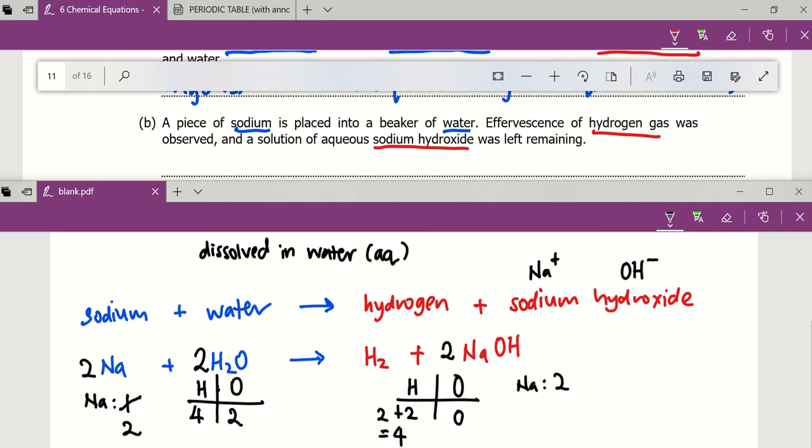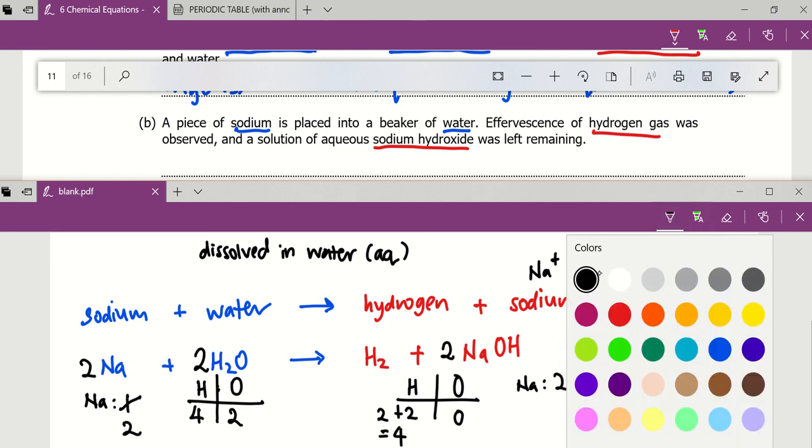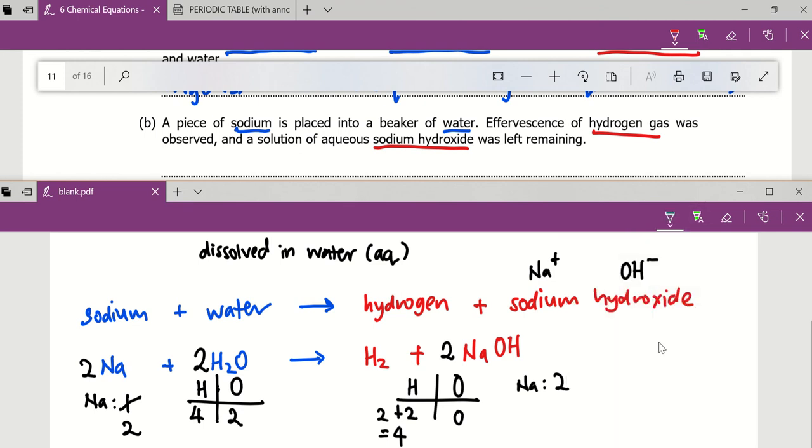So let us now put in our state symbols. We have a piece of sodium. If it's a piece, it is solid state. Then water is in liquid state. Effervescence of hydrogen gas. So the word gas is here, quite straightforward, it is g. And for a solution of aqueous sodium hydroxide, solution tells you it is aq, aqueous also tells you it is aq, right? So actually this is our complete balanced equation with state symbols.